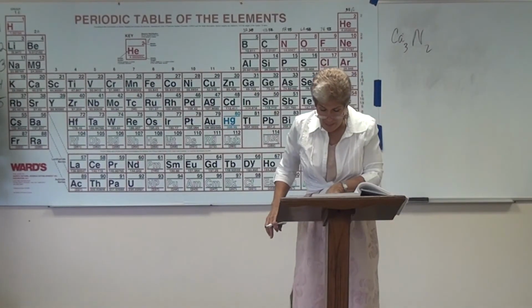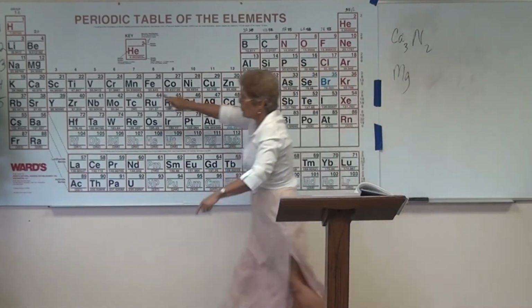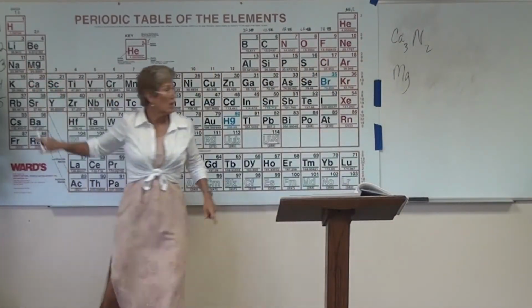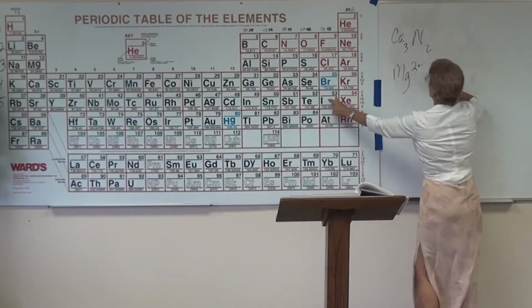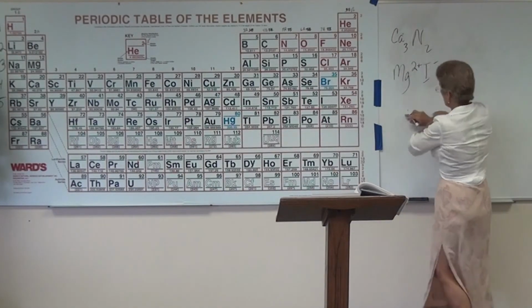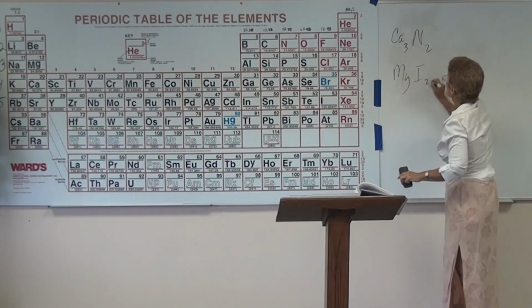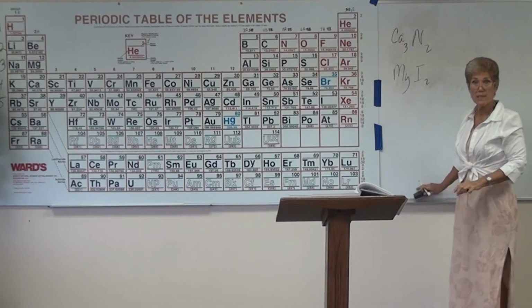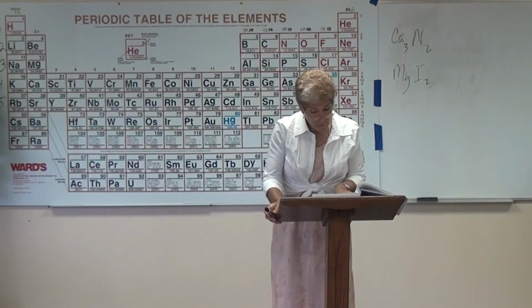And then the last one, magnesium and iodine. Magnesium is right here. What's its charge going to be? Good. And then what about iodine? -1. So we flip-flop. So this one gets the 2, and that would be it. You'd be done there.